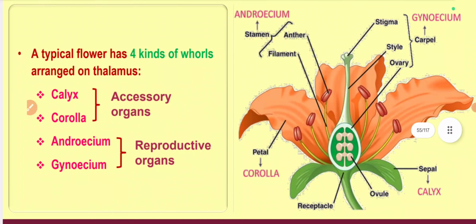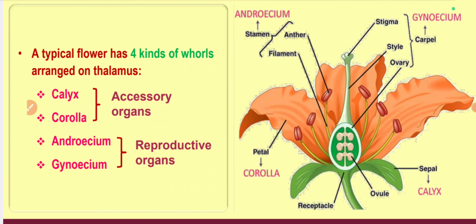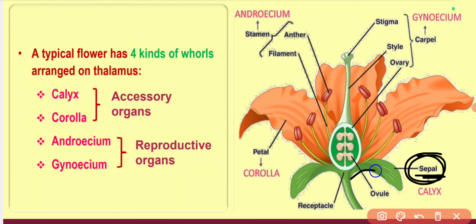Next, a typical flower has 4 kinds of whorls arranged on the thalamus: calyx, corolla, androecium, gynoecium. What do you mean by calyx? A group of sepals is called calyx. Sepals are small green portions which help in covering the flower in the bud stage. Petals are the colorful portions of the flower. They attract insects for pollination. A group of petals is called corolla.